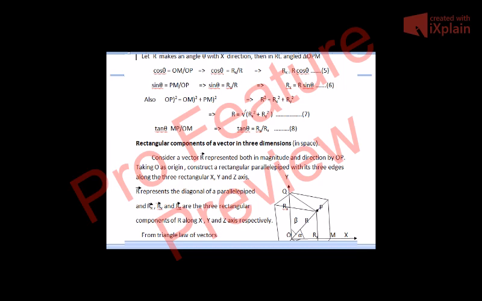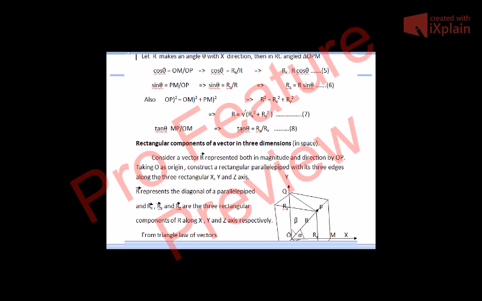Also, from hypotenuse square is equal to perpendicular square plus base square, this is Pythagoras form, OP square will be equal to OM square plus PM square, which implies R square will be equal to Rx square plus Ry square, which implies R will be equal to under root of Rx square plus Ry square.